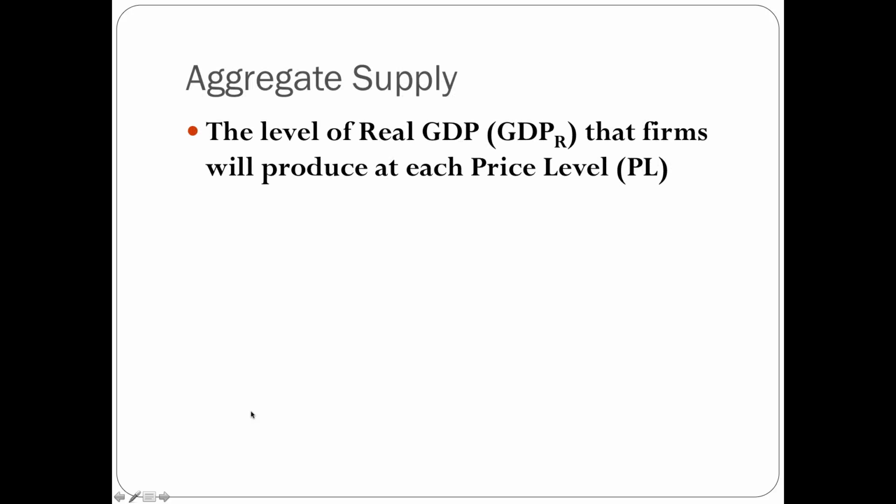So what's aggregate supply? It's the level of real gross domestic product that firms will produce at each price level. So we're looking at how much real GDP is going to be produced at a particular price level.